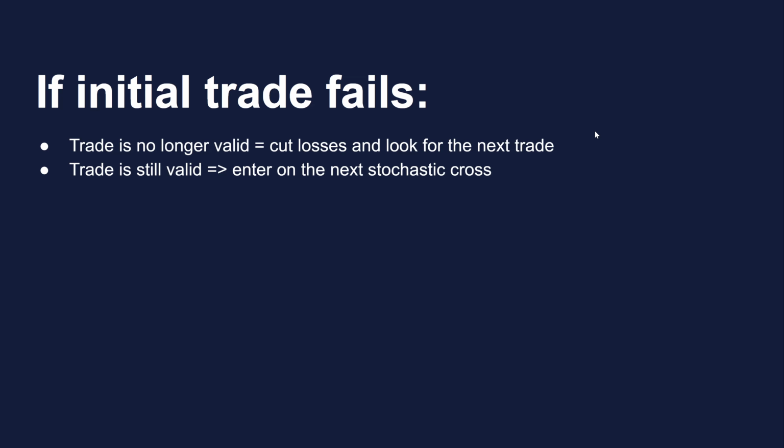So we try not to feel too bad if we enter a trade and the trade is valid, but just doesn't work and then stops being valid. You just rinse and repeat, move on to the next opportunity. If the trade is still valid, we will enter the trade again on the next stochastic cross. We'll go into what the term valid means here too in these examples.